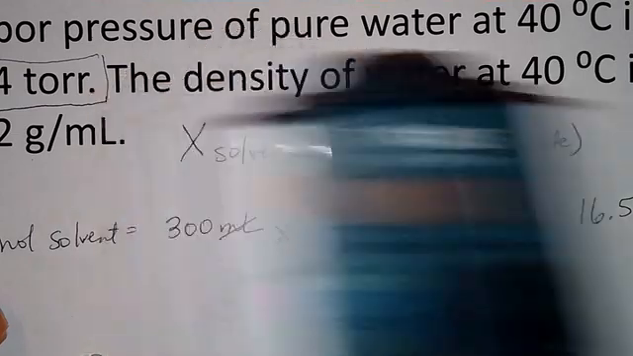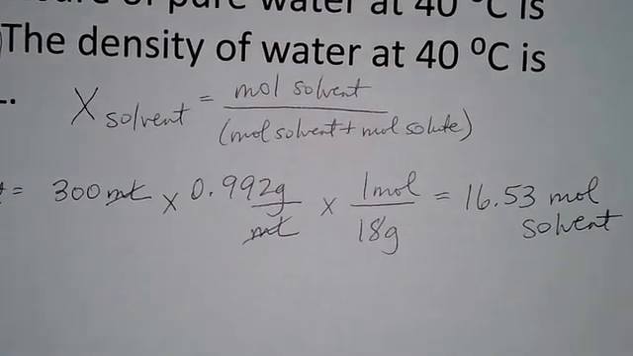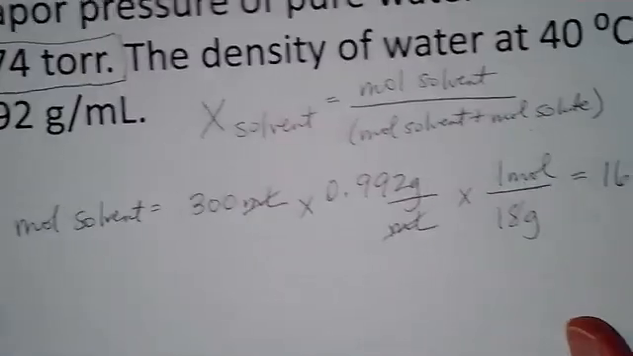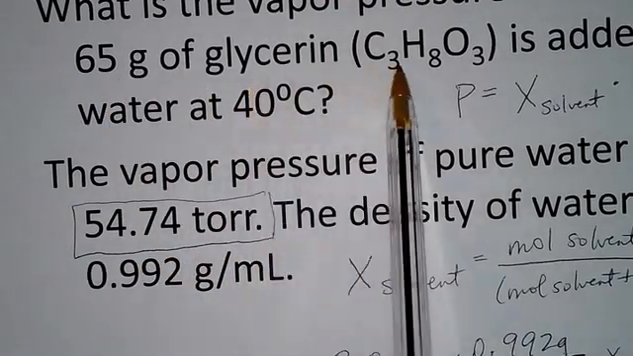Alright, the next thing we're going to need is moles of solute to do the bottom part. Our solute is going to be the 65 grams of glycerin, and we're going to use this formula to get the molar mass.